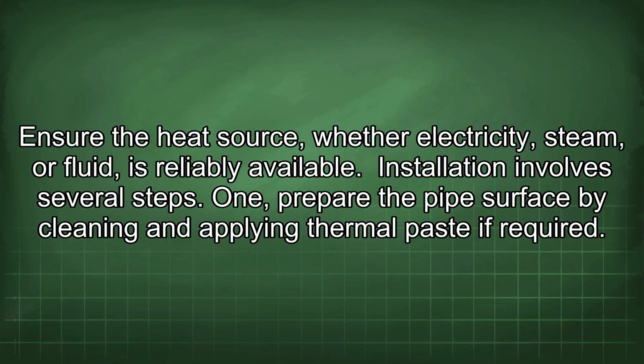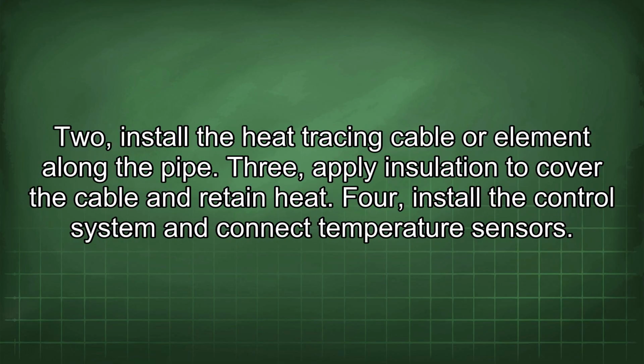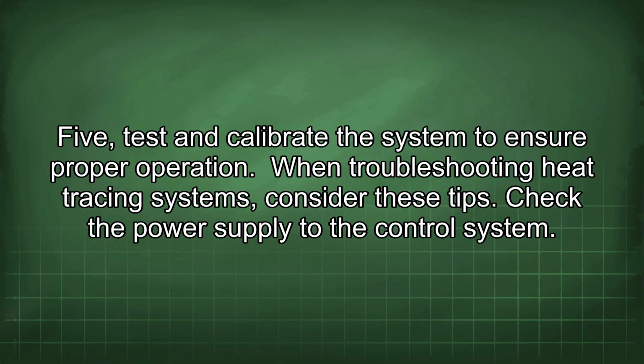Installation involves several steps. 1. Prepare the pipe surface by cleaning and applying thermal paste if required. 2. Install the heat tracing cable or element along the pipe. 3. Apply insulation to cover the cable and retain heat. 4. Install the control system and connect temperature sensors. 5. Test and calibrate the system to ensure proper operation.